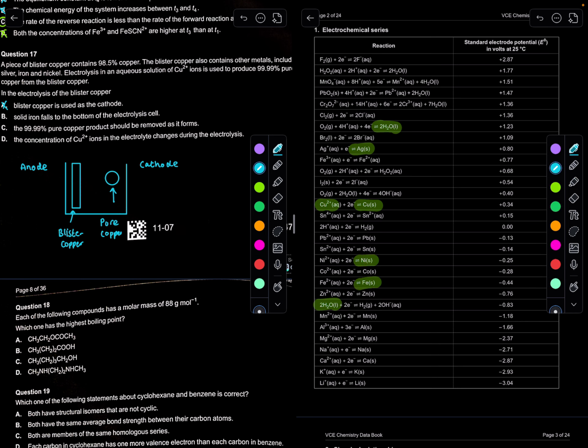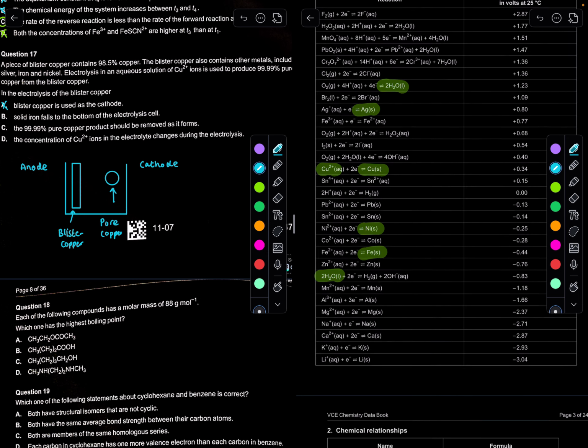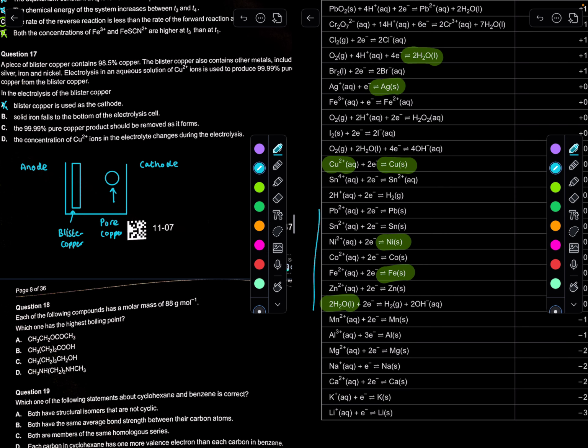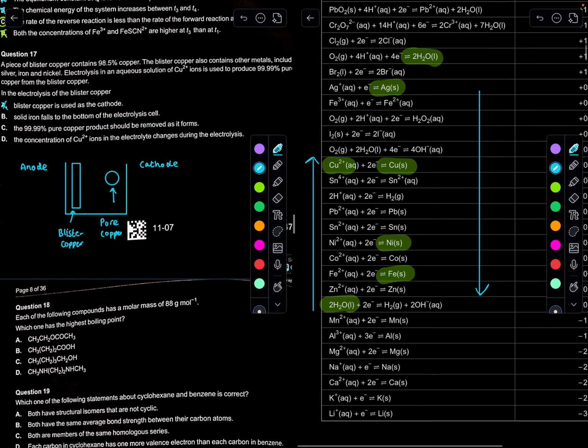Now let's think. What's really going to happen here in this cell is that, of course, the strongest reducing one, the one that's going to get reduced, is the copper 2 plus ions to copper solid. And the strongest oxidized one is this one. The iron will turn into iron ions. So the question says solid iron falls to the bottom of the electrolysis cell.